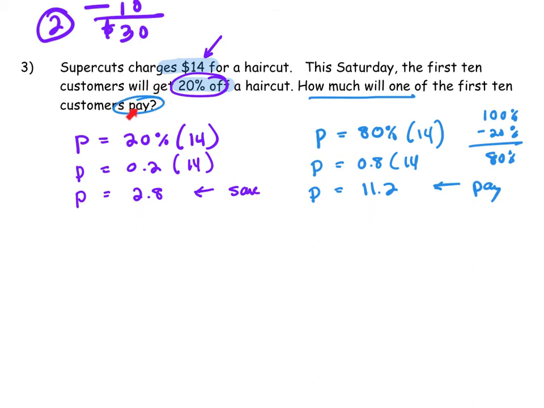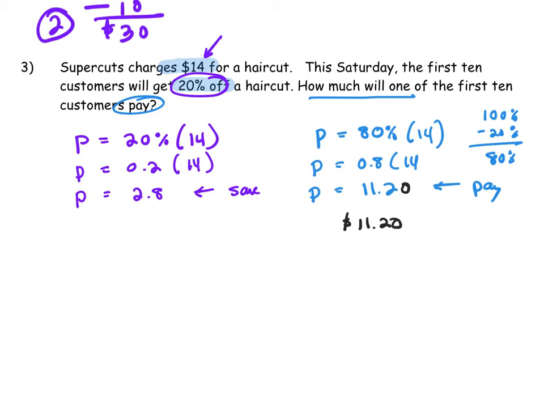Now we're asked how much we're going to pay, and so this will take us directly to pay, but we just have one added thing we have to do. We need our answer to be dollars, dimes, and pennies. So the customer will pay $11.20.